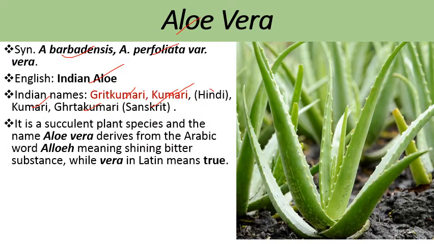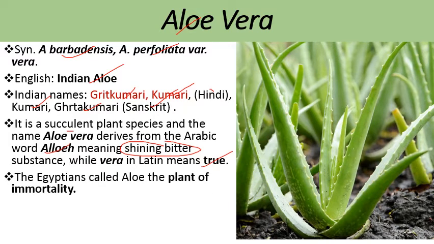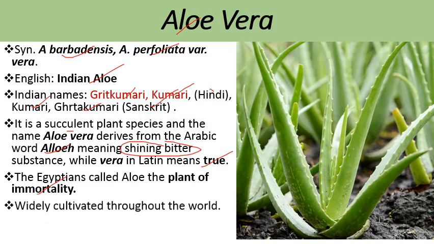It is a succulent plant species, and the name aloe vera is derived from the Arabic word aloe, which means shining bitter substance, while vera in Latin means true. So this is how the name is derived, aloe vera. Next, Egyptians called aloe the plant of immortality. Immortality means which prevents death.